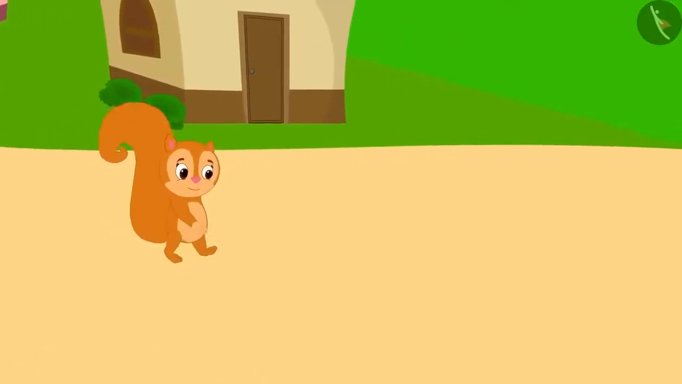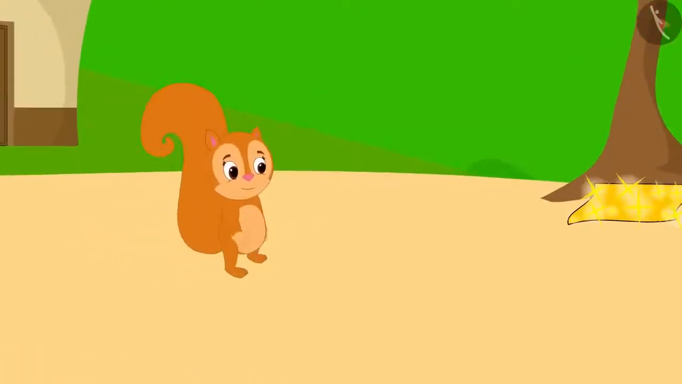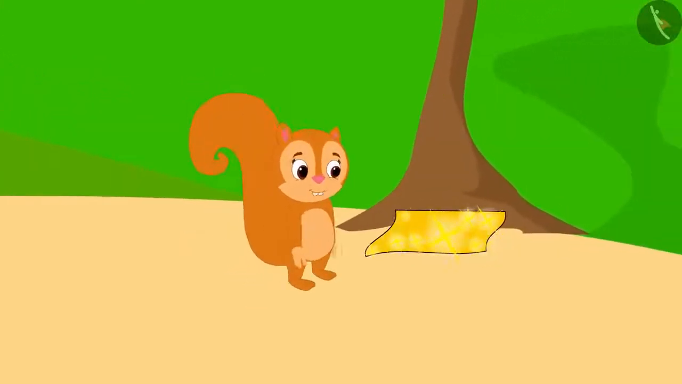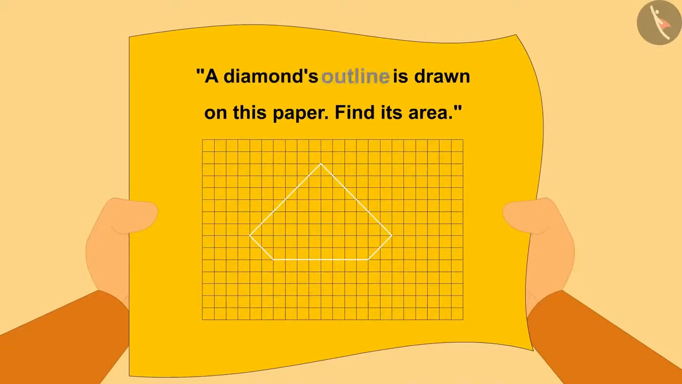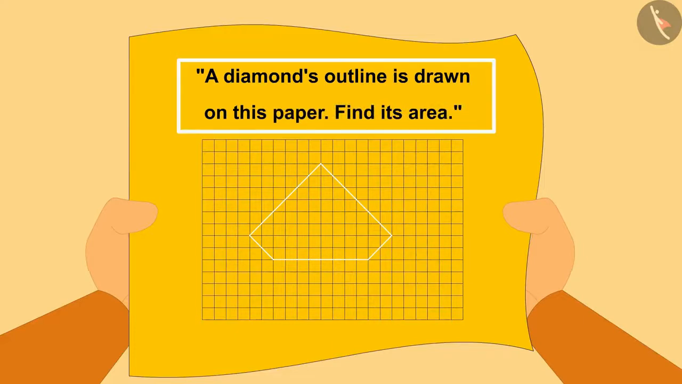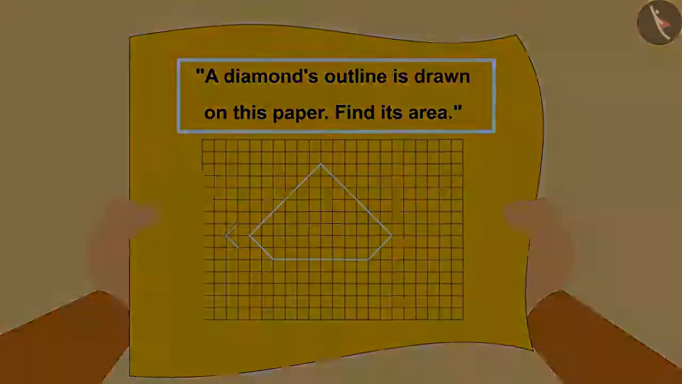Chanda was returning home from her shop. Just then, she saw a shiny paper under a tree. A diamond's outline is drawn on this paper. Find its area. Chanda read the instructions written on the paper.